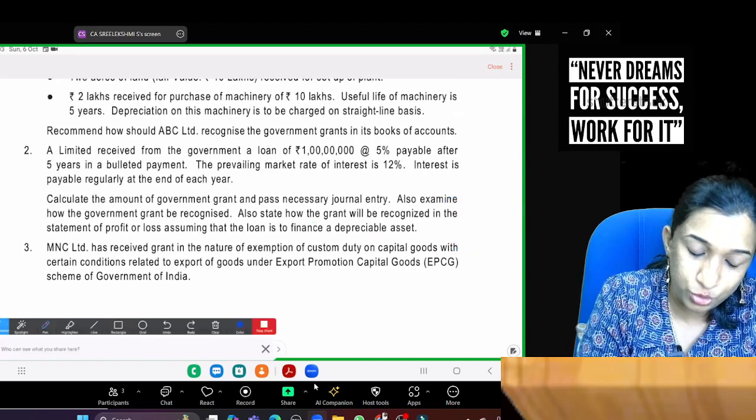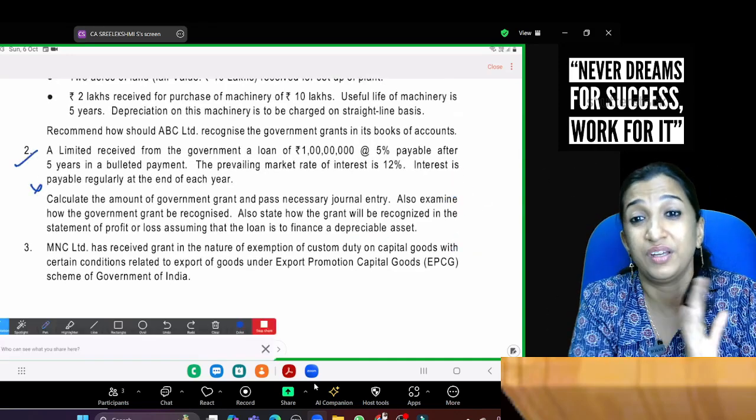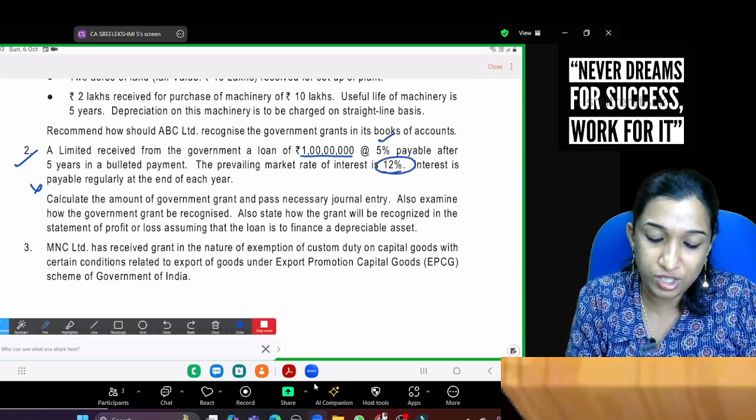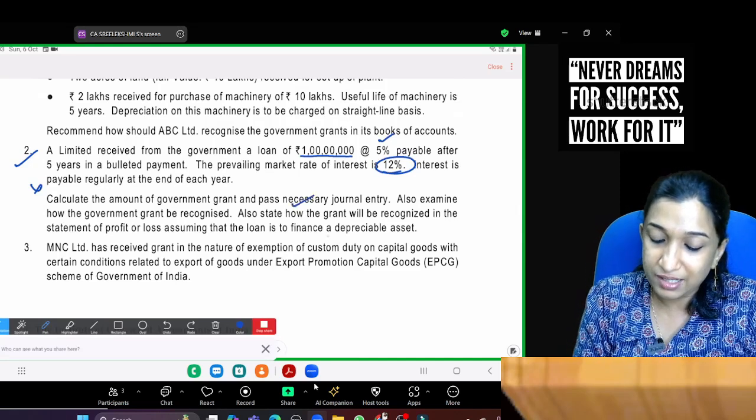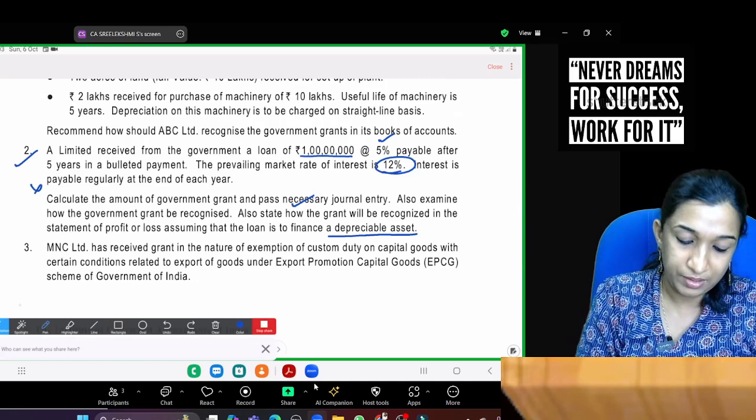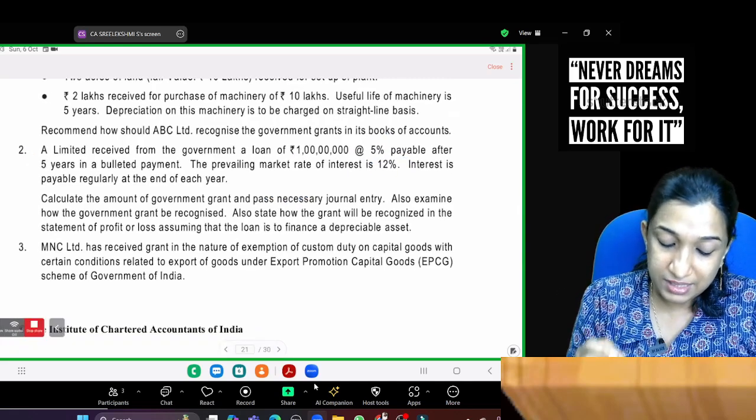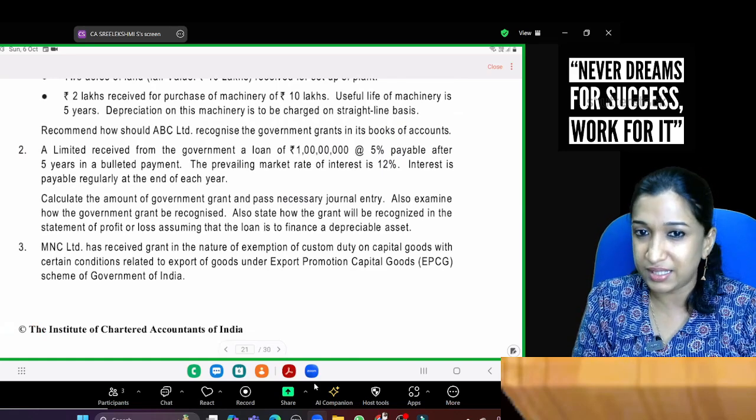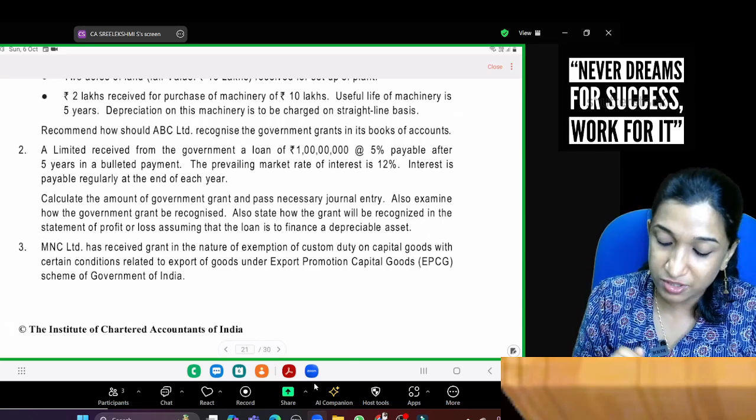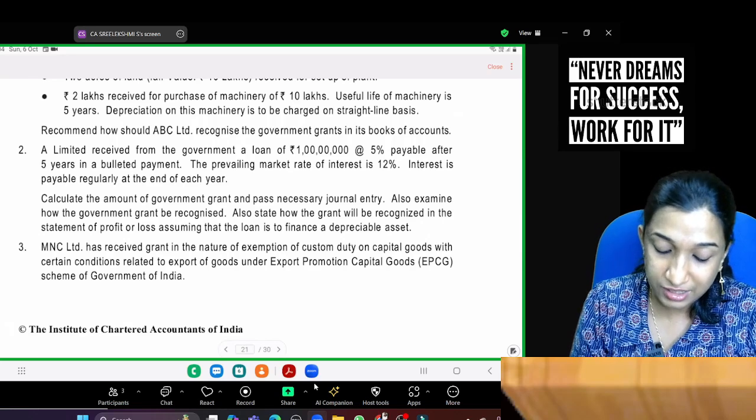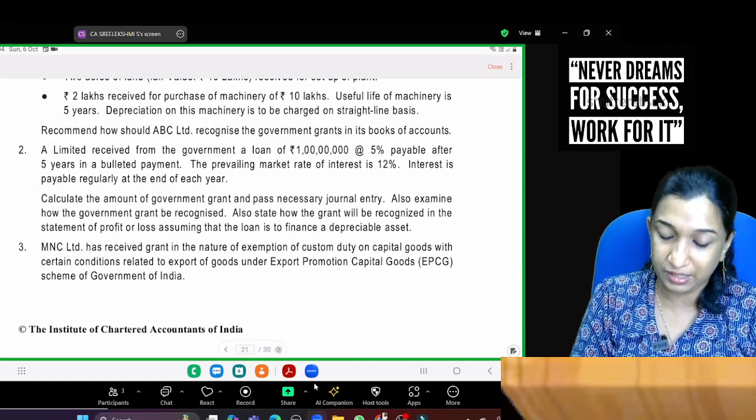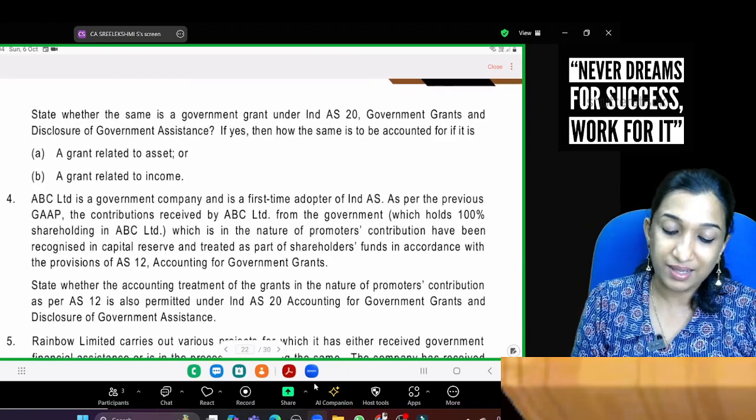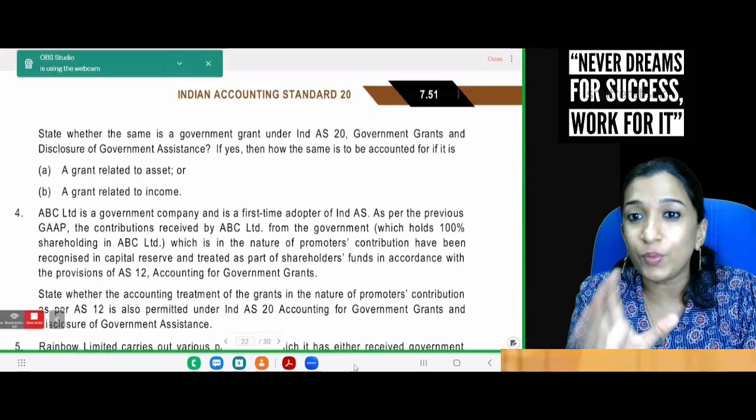Now, this question number 2 I am not taking. This is very similar to, or it is the same question. We got a loan, market rate is 12%, actual rate is 5%. So what is the accounting entry if the grant is received for a depreciable asset? Okay. Now, MNC Limited has received grant in the nature of exemption of customs duty on capital goods with certain conditions related to export of goods under EPCG scheme of Government of India. State whether the same is a government grant under IND AS 20, government grants and disclosure of government assistance.